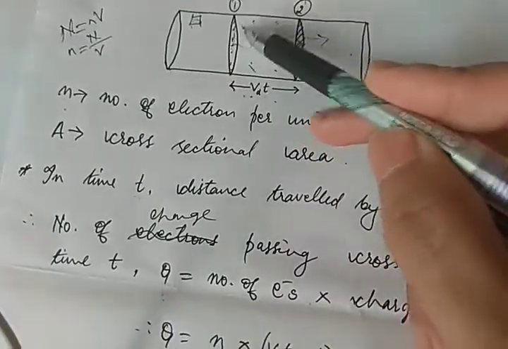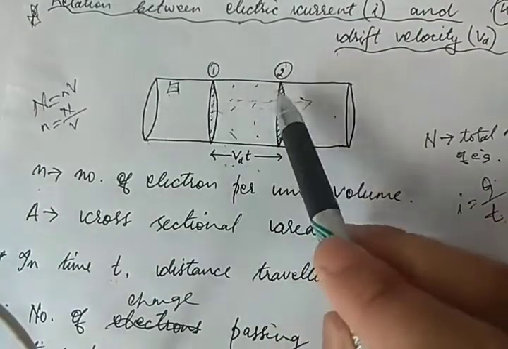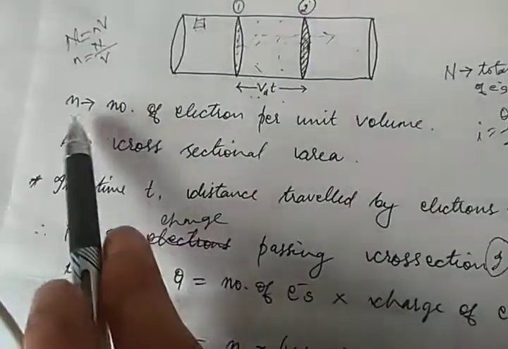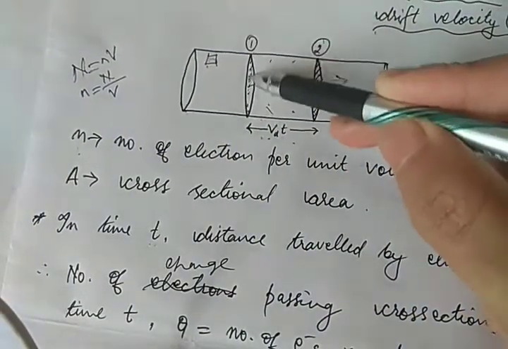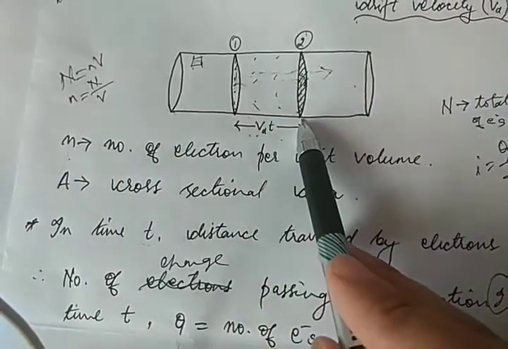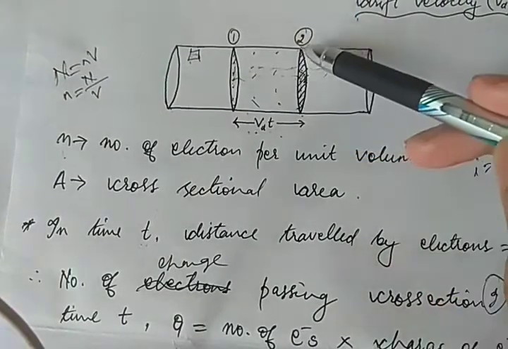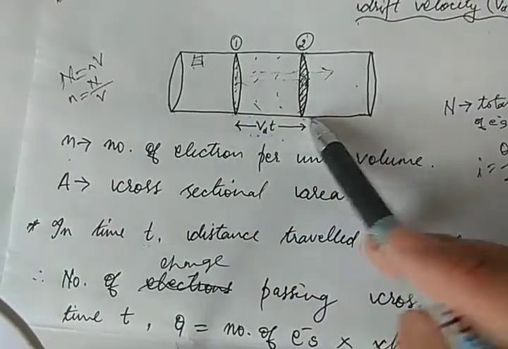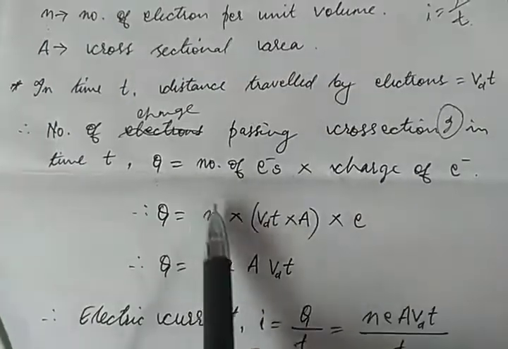What is the number of electrons? How many electrons are there in between areas 1 and 2? Now we know in a unit volume the number of electrons is n. So if we can find this volume, what is this volume? This volume is the length Vd t multiplied by this area. The volume between 1 and 2 is equal to the length Vd t multiplied by the area, because volume is area into length. That is exactly what I've written.